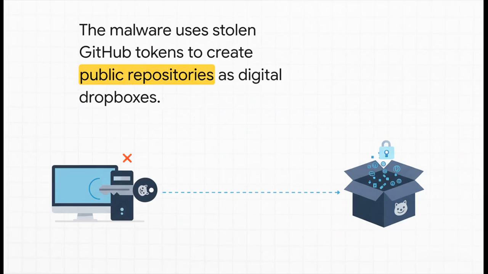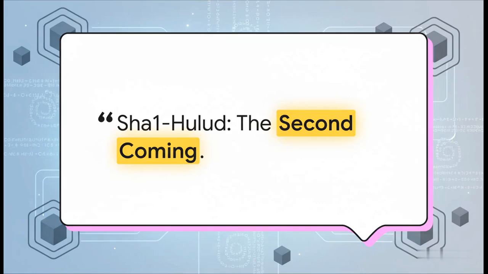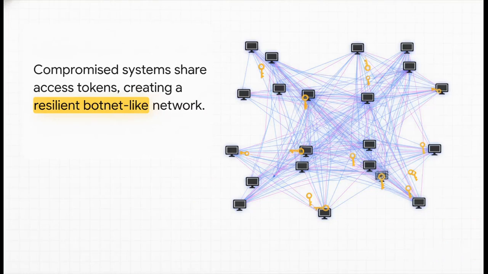Now here's where it gets really interesting: how the malware actually gets all that data out. It uses stolen GitHub tokens to create public repos, which act like digital Dropboxes for the stolen data. This marker is how infected systems find each other, building a pretty resilient botnet-like network.